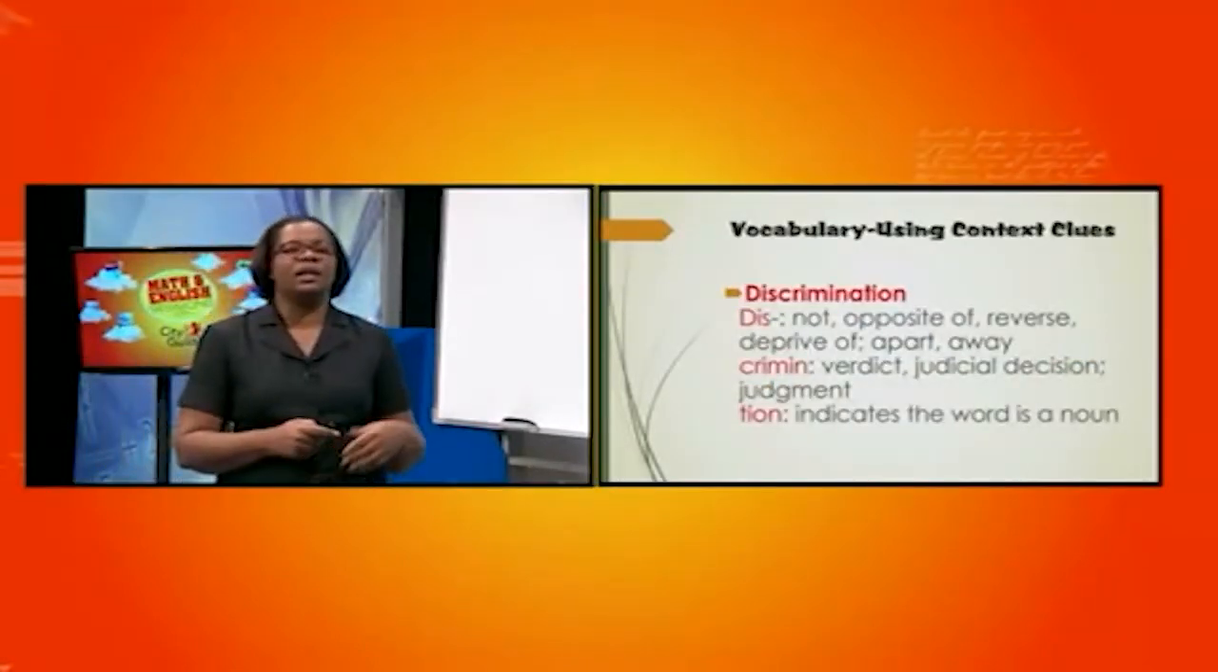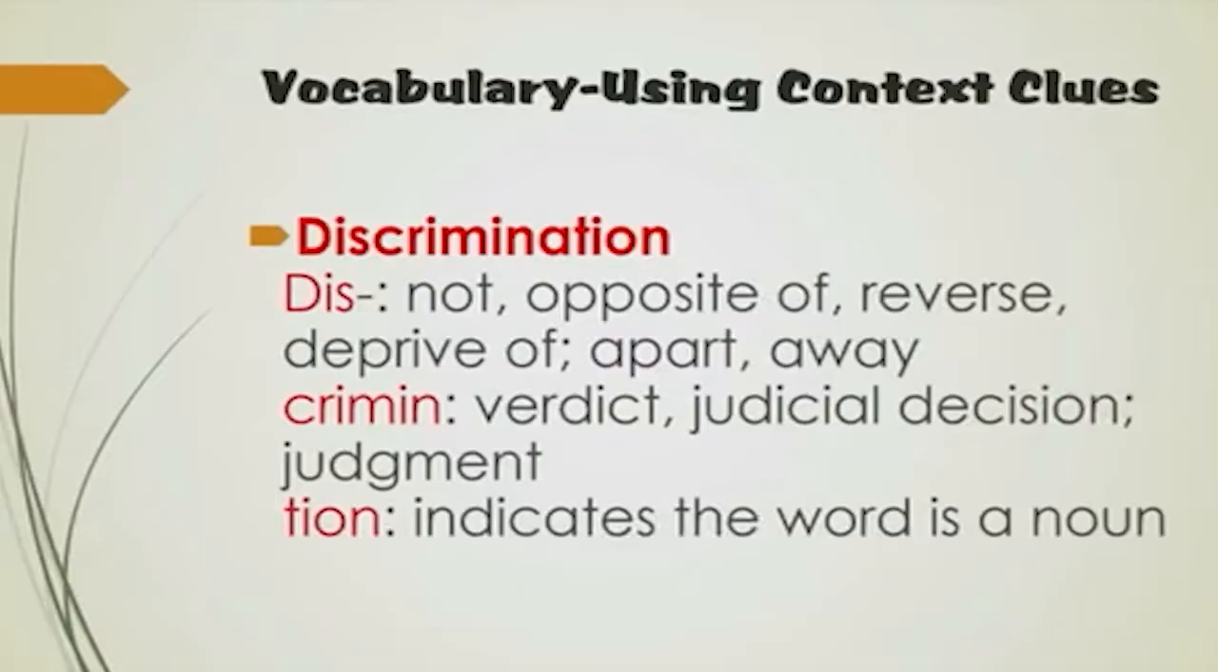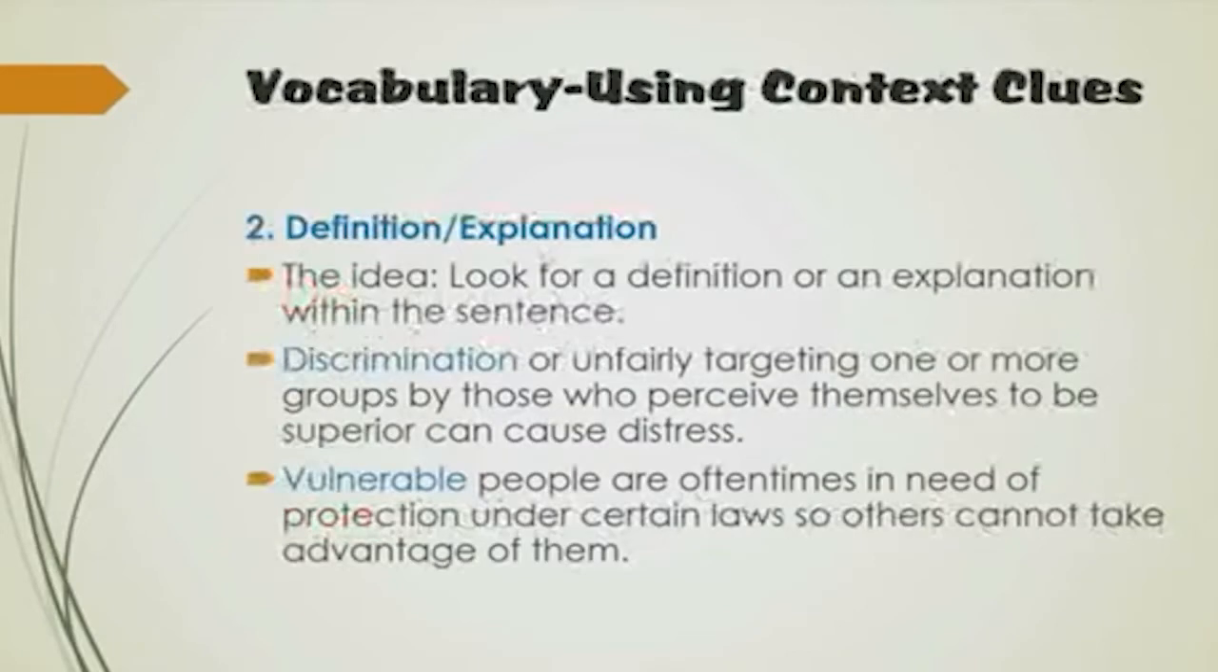All right, let's look at the word discrimination. All right, so we have the prefix dis, right? It means not, opposite of, reverse, deprive of, apart, or away. All right, and then we have crimin, which means verdict, judicial decision, or judgment, and ation indicates that the word is a noun. So we know all of these things about the word discrimination just by examining the word parts.